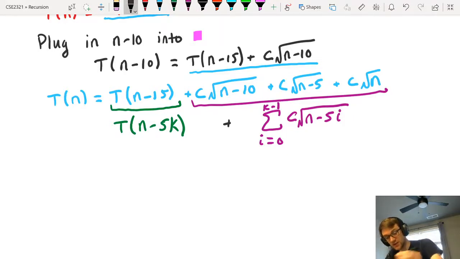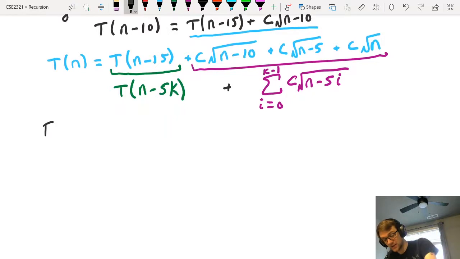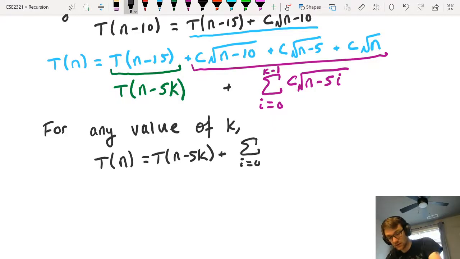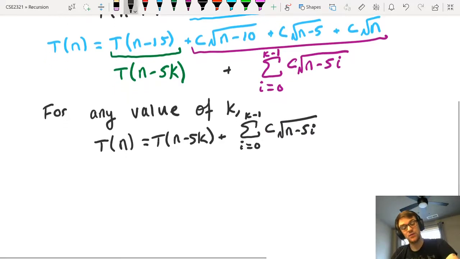So here we have an expression. For any value of k, I have that t of n equals t of n minus 5 times k plus the summation from i equals 0 to k minus 1 of c times radical n minus 5 times i. So we have our new generic expression here, and now we need to try and implement our base case.